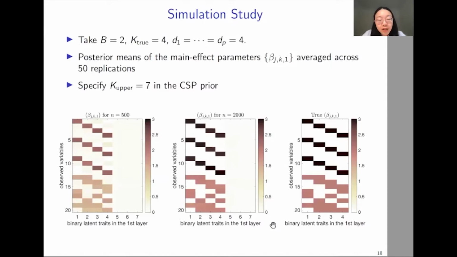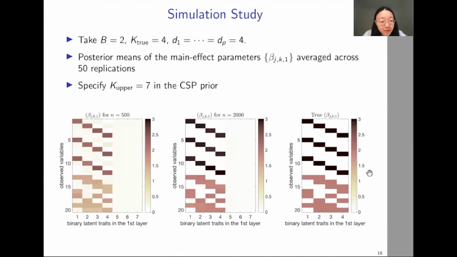In the simulation, we specify the true number of binary latent traits to be 4, and we specify the number of categories for each observed variable also to be 4. On the rightmost plot is the true coefficient matrix, the beta. Note that the sparsity pattern of this beta matrix is exactly the G matrix, the graphical matrix. We can see that there are 3 identity submatrices here, so our identifiability conditions are satisfied in this case.